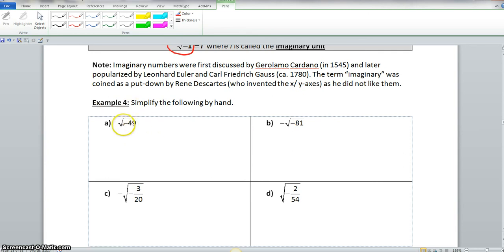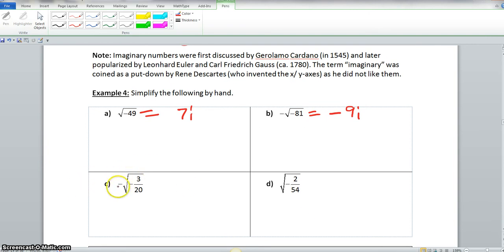Now listen, we already know, first of all, that the square root of 49 is 7. And because it's negative, it's i. So it'll be 7i. Now, we have this negative on the outside of the radical, so we'll carry over the negative. The square root of 81 we know is 9. But since it's negative, it'll be 9i. Now we come here to C.